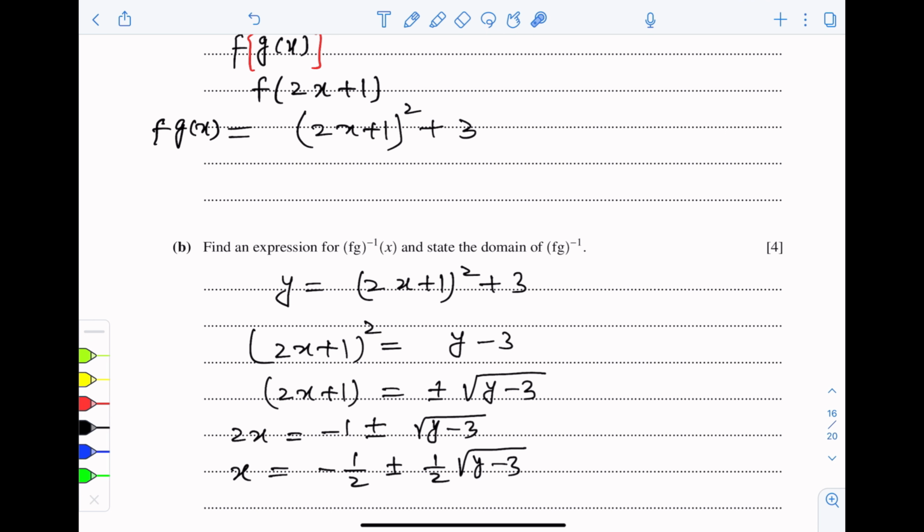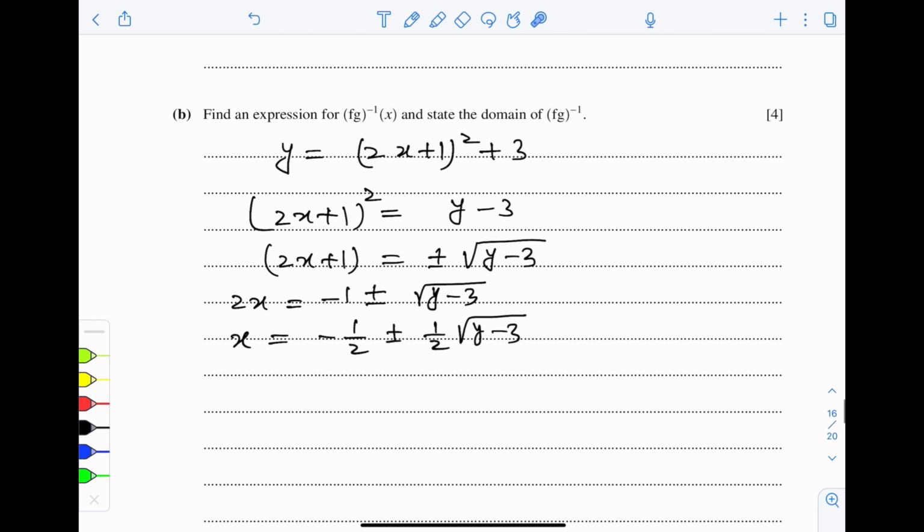So now from here, we are finding the inverse of fg(x). Now we will put here fg inverse will be -1/2 plus minus 1/2. Now we replace y by x. So this becomes square root of x - 3. Now we will decide minus 1/2 plus minus. Now we will select plus or minus. Which sign will be valid? It depends upon the domain of the function.